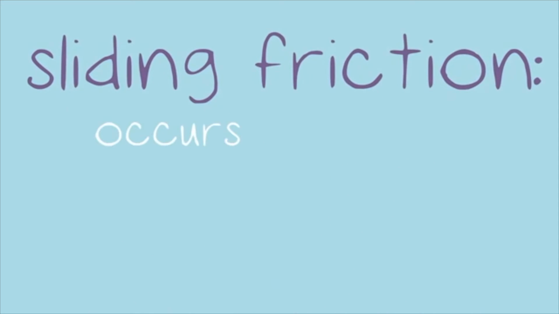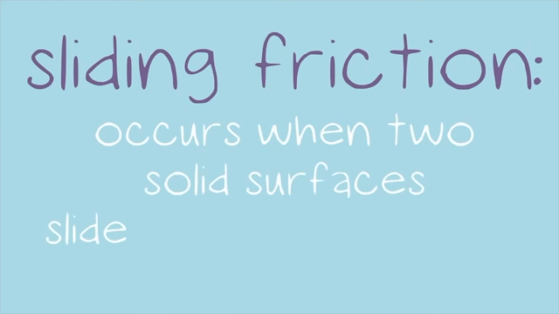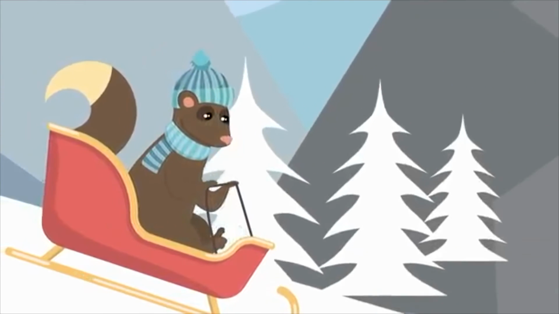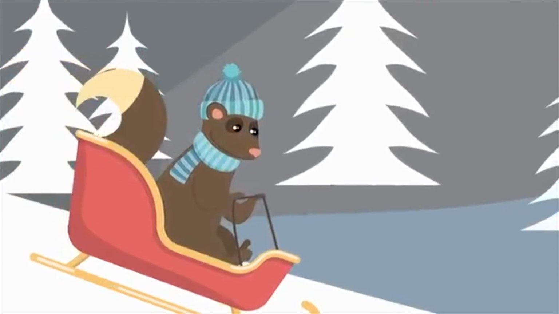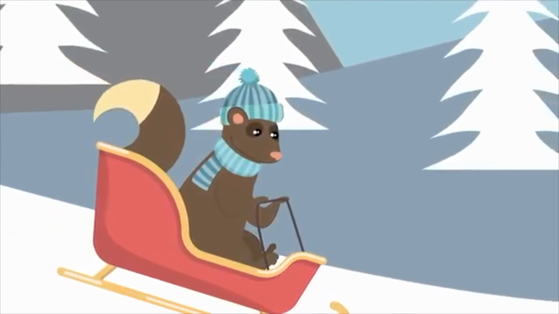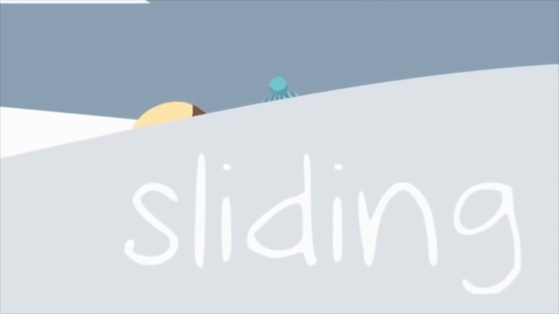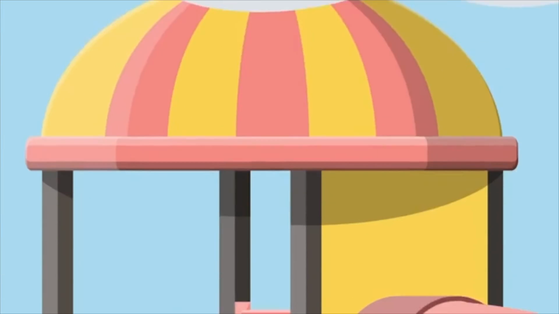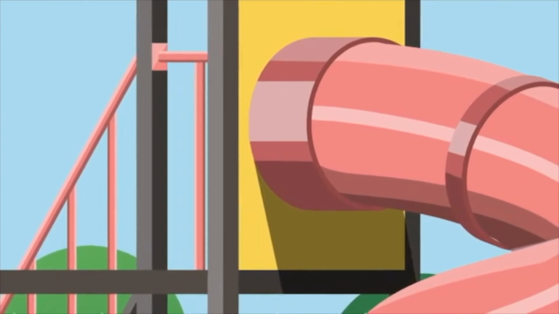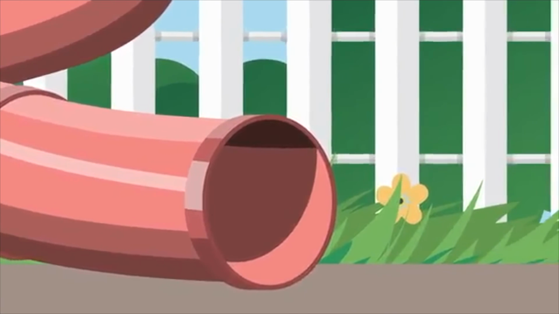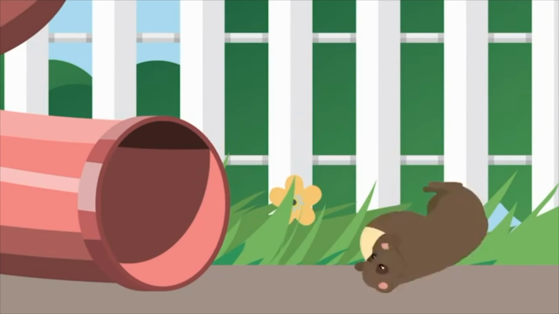Sliding friction occurs when two solid surfaces slide over each other. Sledding illustrates this type of friction perfectly. When you sled down a hill covered in snow, the solid bottom of the sled slides across the solid packed snow. Another example of sliding friction is built into the word itself, a slide. When you go down a slide, the solid of your body moves across the plastic or metal material of the slide. The second type of friction is rolling friction.